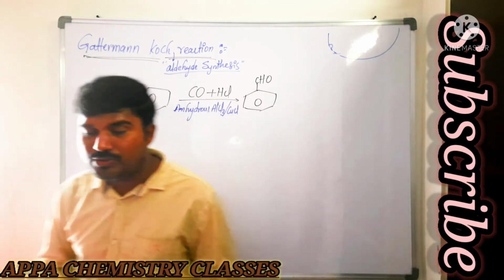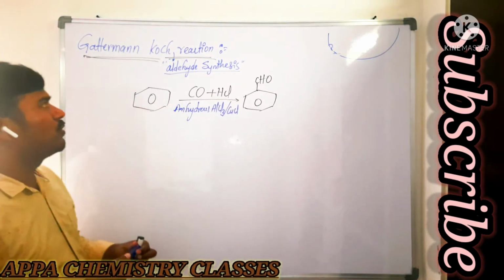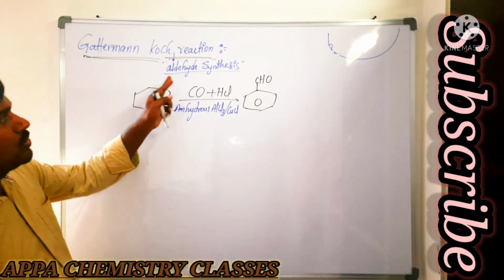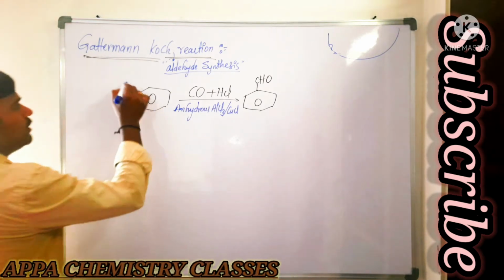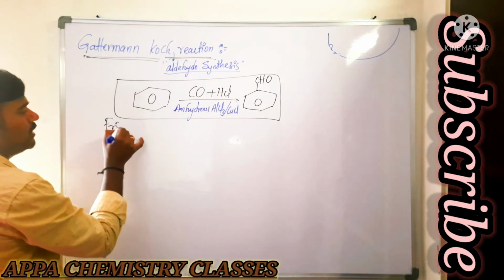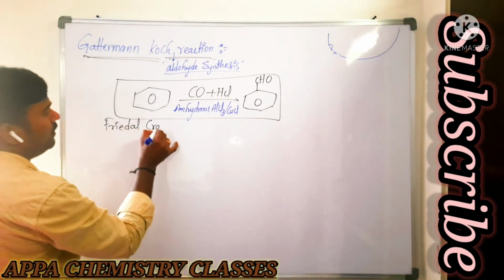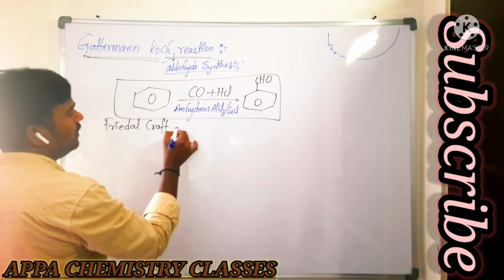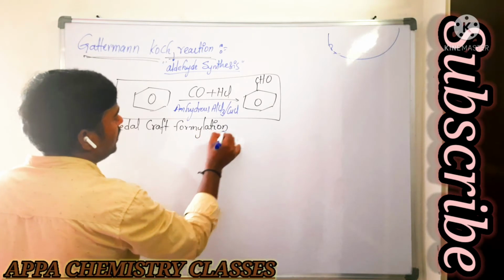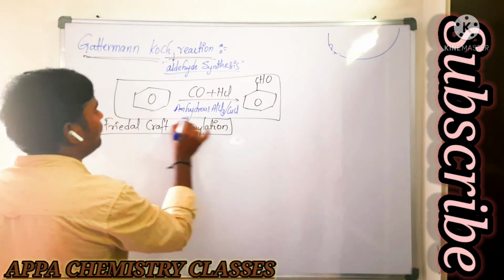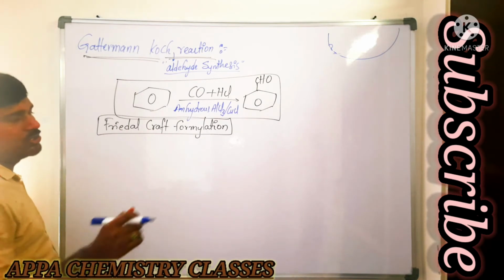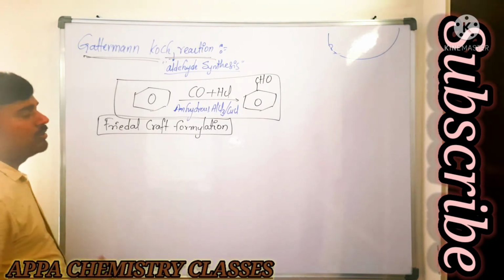Okay? So now you see in this case, Gattermann-Koch synthesis is also called Gattermann-Koch reaction or Gattermann-Koch aldehyde synthesis. This Gattermann-Koch reaction is also called Friedel-Crafts formylation reaction, which is very important. Why is it called Friedel-Crafts formylation? By seeing the mechanism you are going to understand.